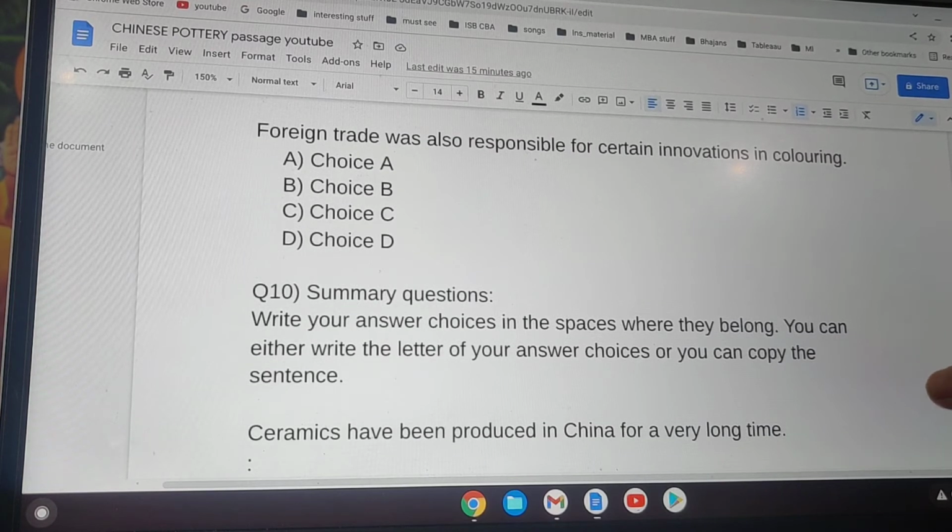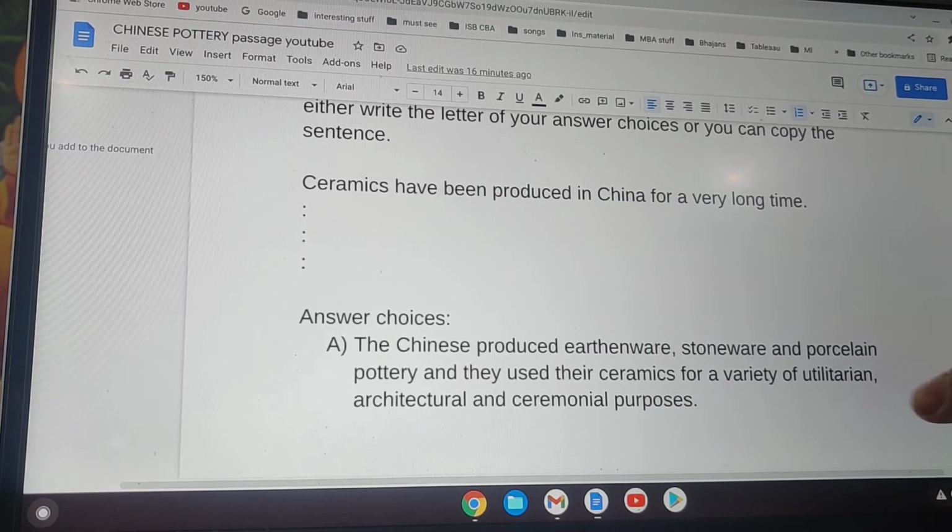Then this is the most difficult question, that is question number 10. "Ceramics have been produced in China for a very long time." Okay, this is fine.